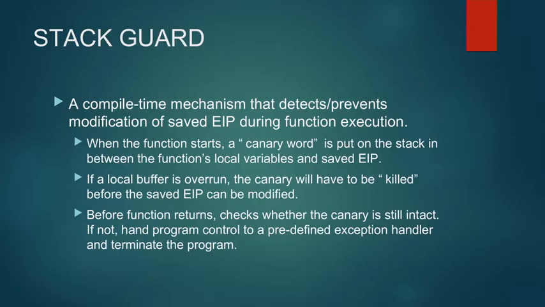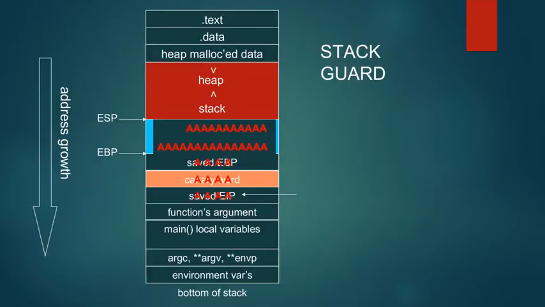While StackGuard is described as a compiler enhancement for protecting stack return addresses, it is often used to prevent privilege escalation for many potentially vulnerable programs. Without StackGuard, when an attacker provides a sample which overflows the buffer, it modifies the EIP instruction pointer. To protect from modification of EIP, a canary word is put on the stack in between the function's local variables and saved EIP.